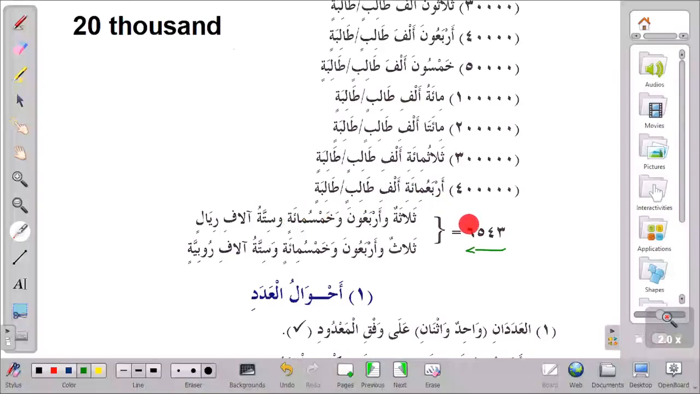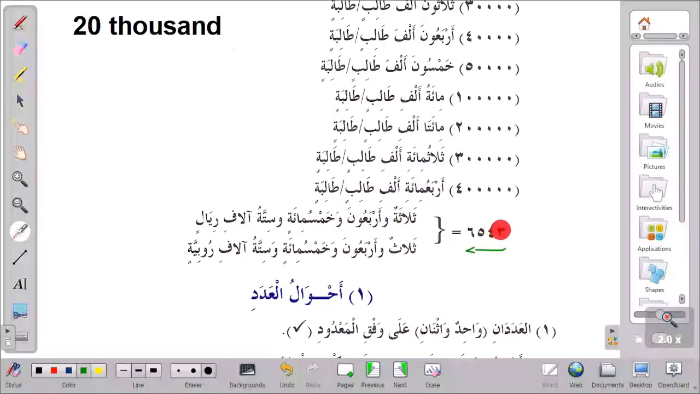Then 6,000 was sittatu alafi riyalin. Okay, sittatu alf is masculine, so the thing should be feminine. So sittatu alafi riyalin. Very simple. He goes this way, in this direction. Okay, that's one way. You could choose to go this direction. Okay, so let me repeat again how he said it.